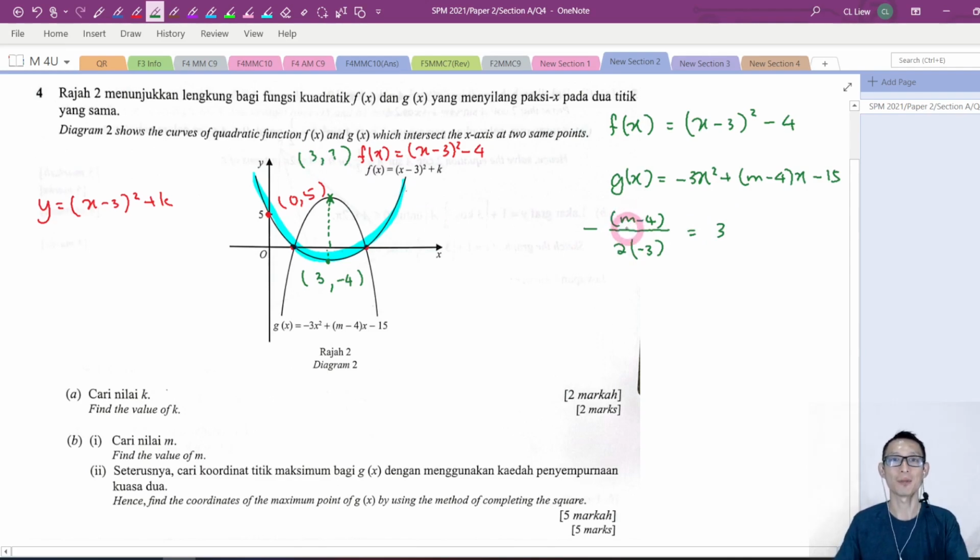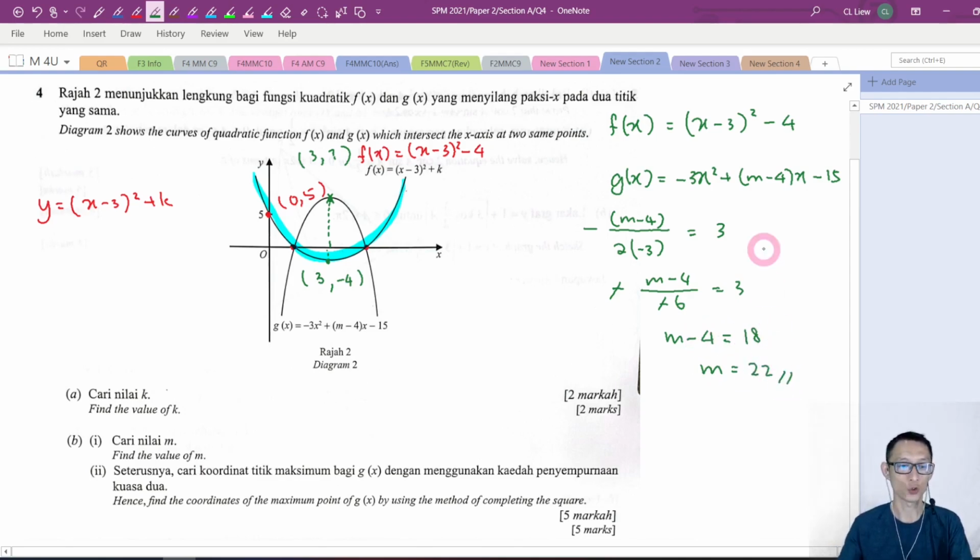Now, we can get the m easily. So this is negative 6. Cancel out the negative sign. So m minus 4 is equal to 3 times 6, you get 18. So m is equal to 18 plus 4, which is equal to 22. m is equal to 22.